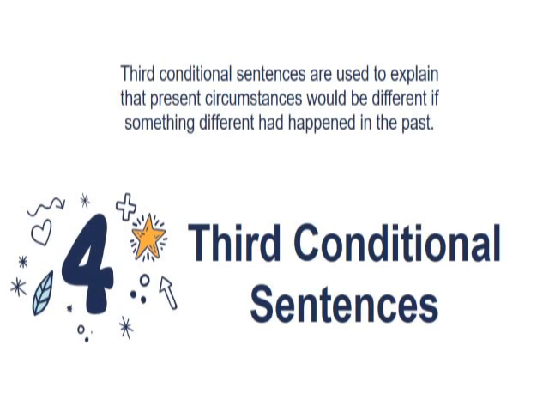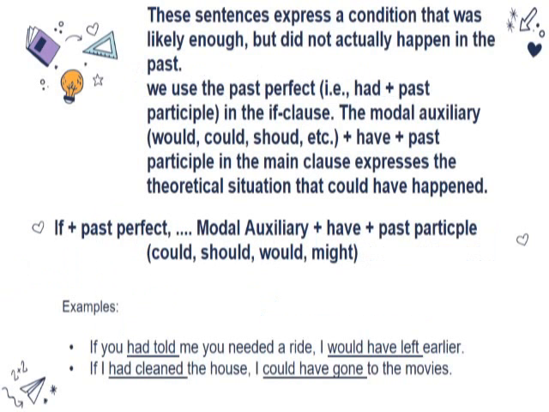Look at more explanation about third conditional sentences. These sentences express a condition that was likely enough but did not actually happen in the past. We use past perfect. Still remember past perfect? You use had plus past participle. Past participle here, what is it? Verb 3, in the if clause. And the modal auxiliary is still the same: would, could, should plus have plus past participle in the main clause. That expresses the theoretical situation that could have happened.